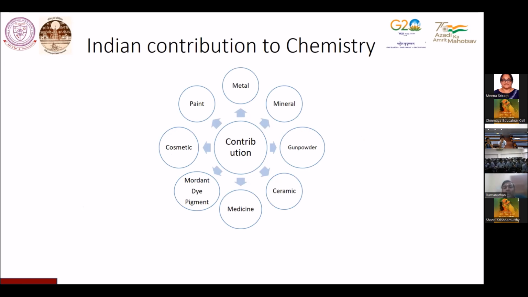You can think of any day-to-day object and you will find a contribution from Indian chemistry. That is true even today, that from the morning till the night, there will be some aspect of chemistry that is associated with all the products that we use.